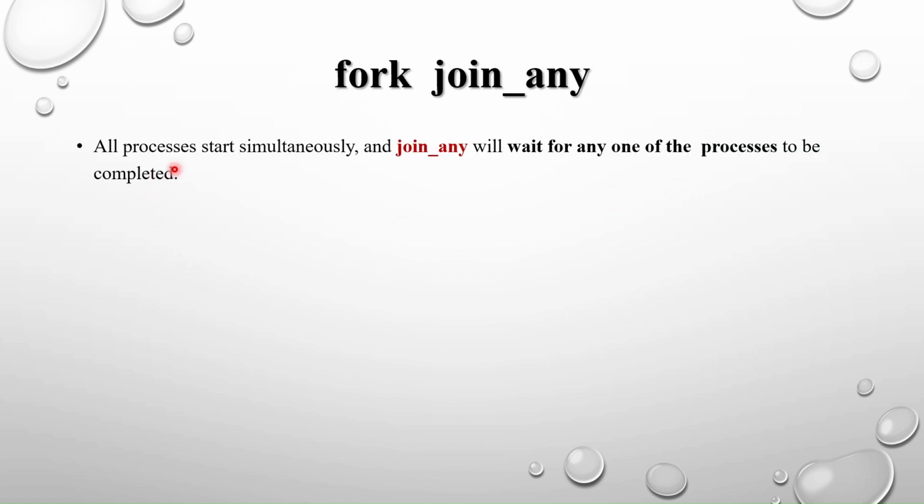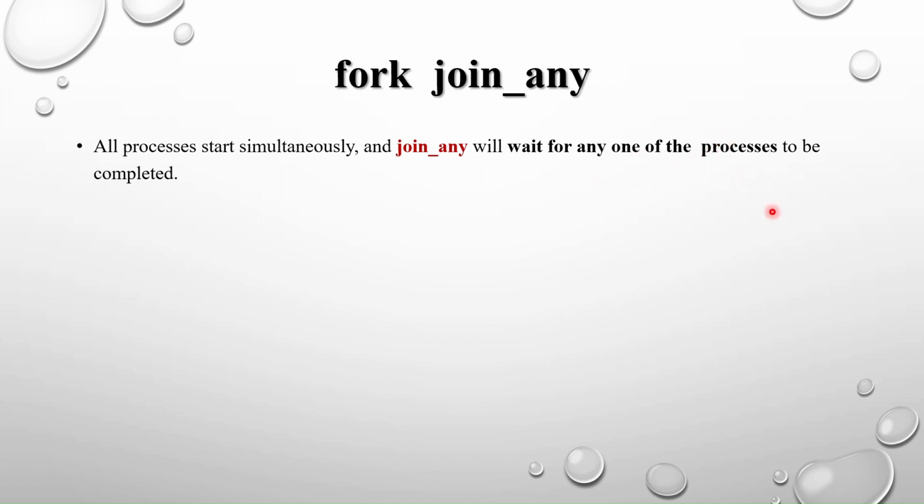As the name suggests, join any will wait for any one of the processes to be completed. After that it will come out of the block. Here all the processes start simultaneously and join any will wait for any one of them to be completed. It will not wait for all the processes like the fork join statement. It will wait for only one process, the one which completes first.